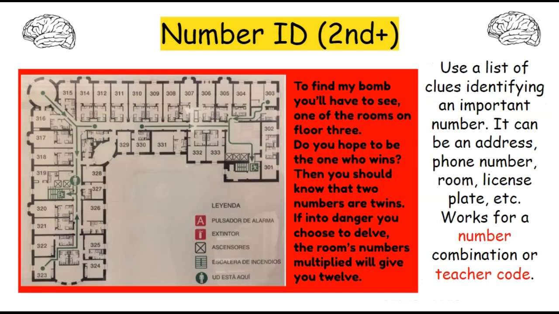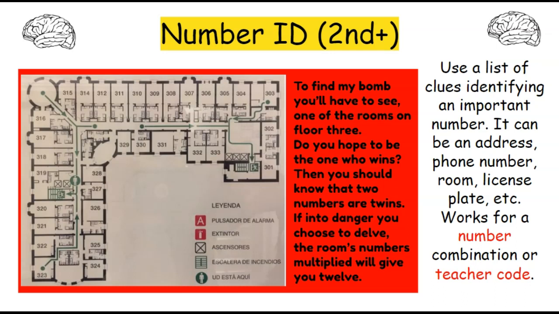This type of puzzle is called Number ID. It's appropriate for 2nd grade and above. It's a mental type puzzle, which means it'll work for a digital or physical breakout. Use a list of clues identifying an important number, which can be an address, a phone number, a room, a license plate, or anything else that you can think of. It'll work for a number combination or a number teacher code.